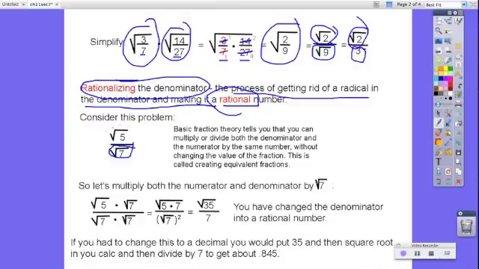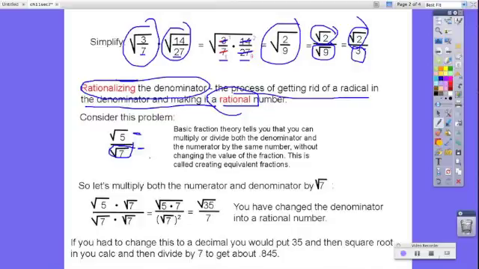So here's what we do. We take whatever this number is right here, square root of 7, and because we know about equivalent fractions, we know we can multiply the top number and the bottom number by the same number and have an equivalent fraction.